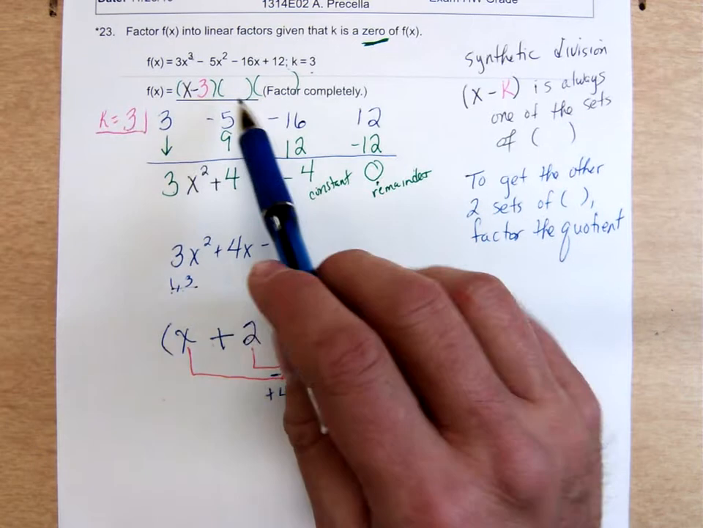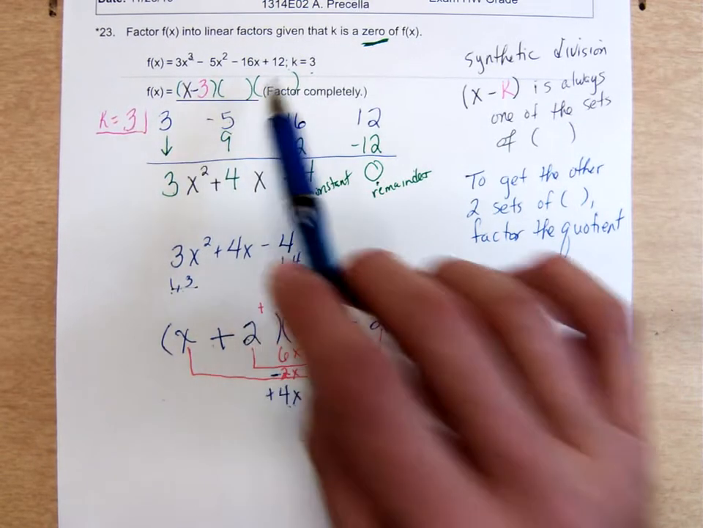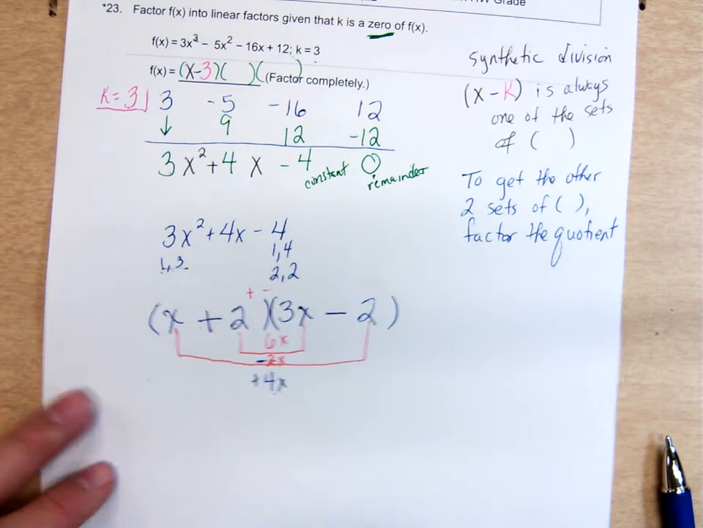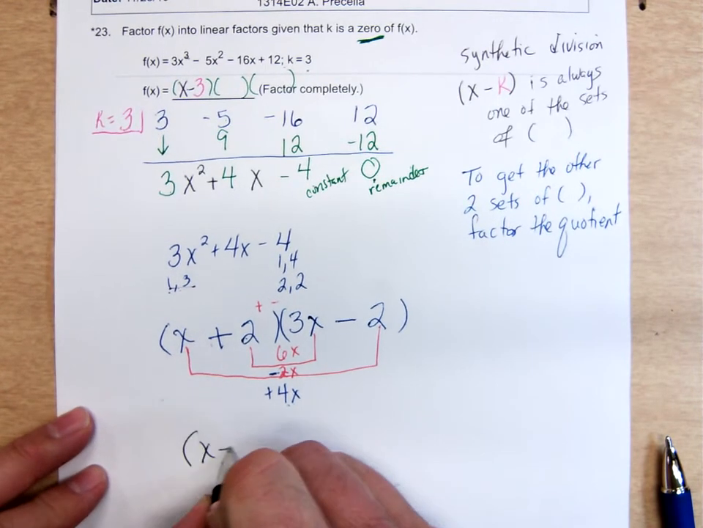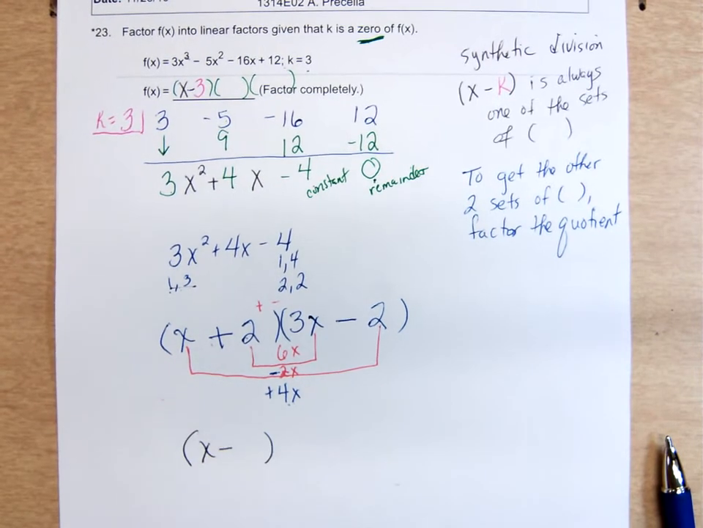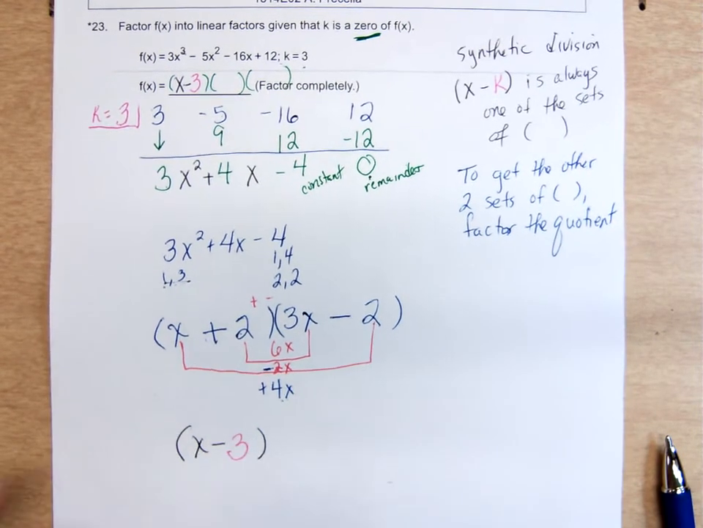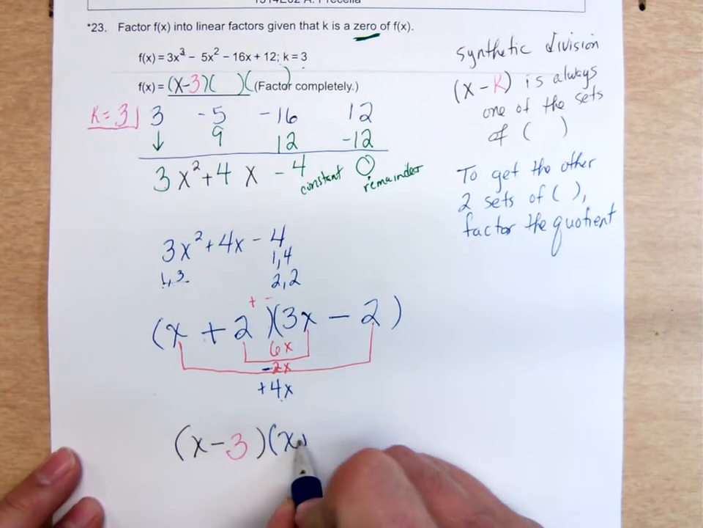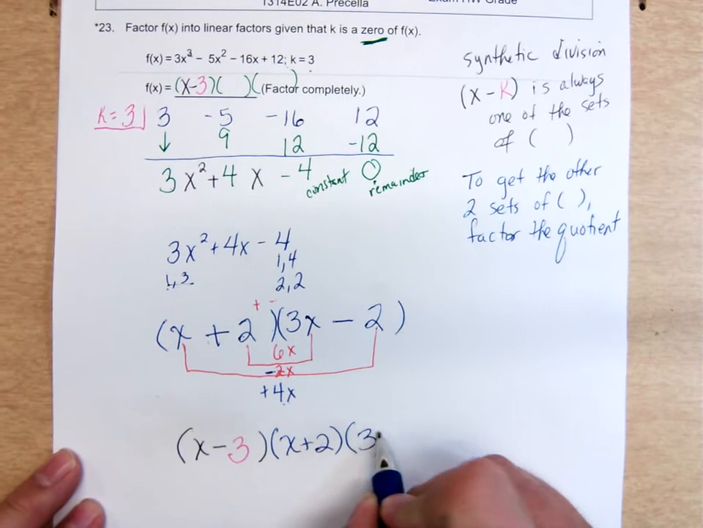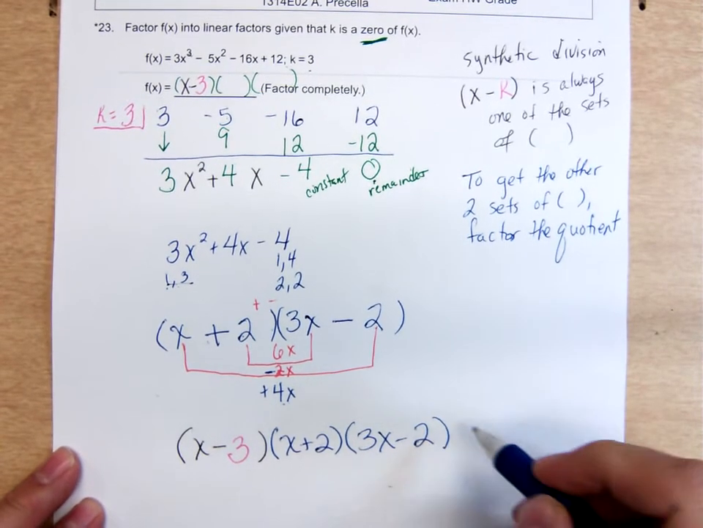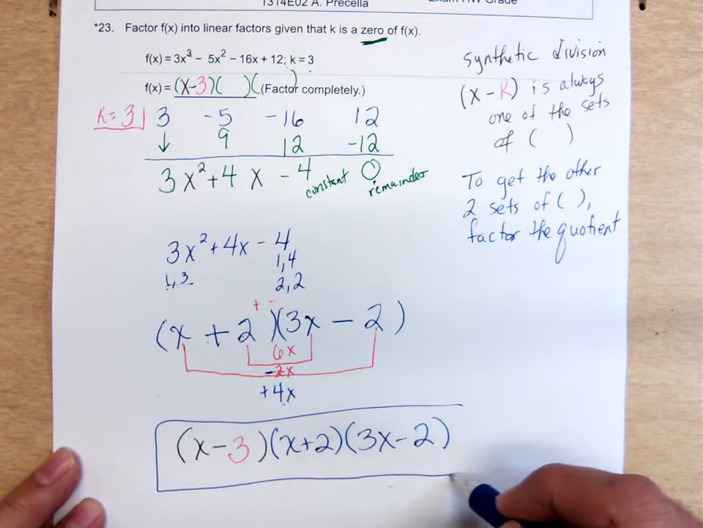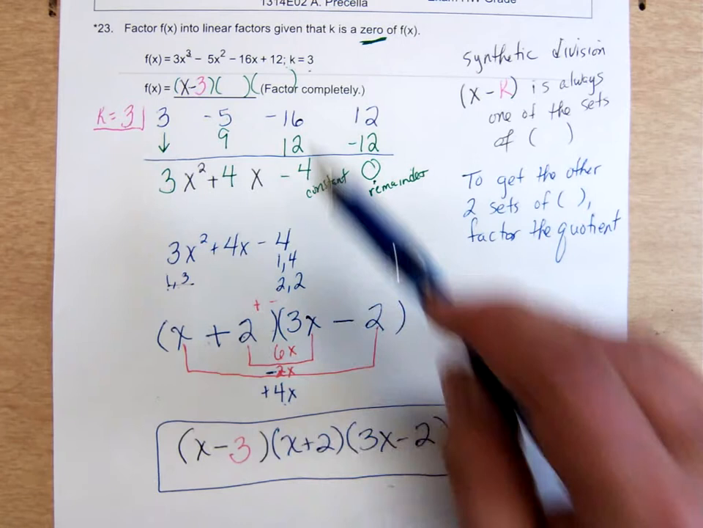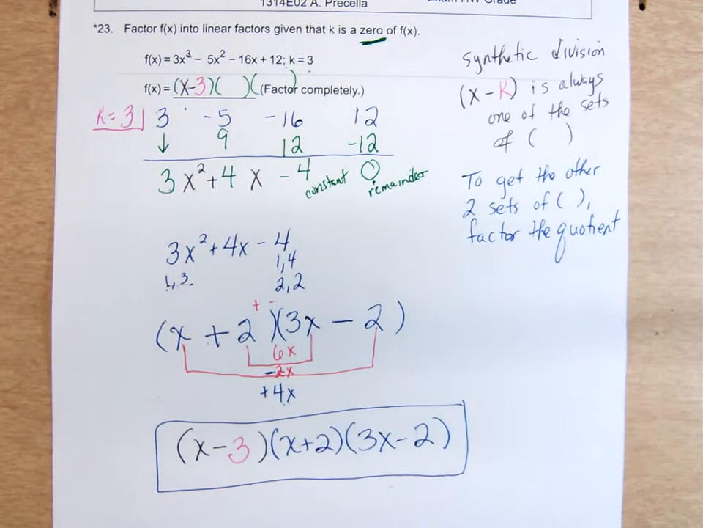I don't really have room to write the answer here, so I'm just going to write it right down here and circle it. First set of factors is x minus k. I say first only because that's the one I write down first. Then the other two are x plus 2 and 3x minus 2. And that's what I would type in here, the 3 sets of parentheses.